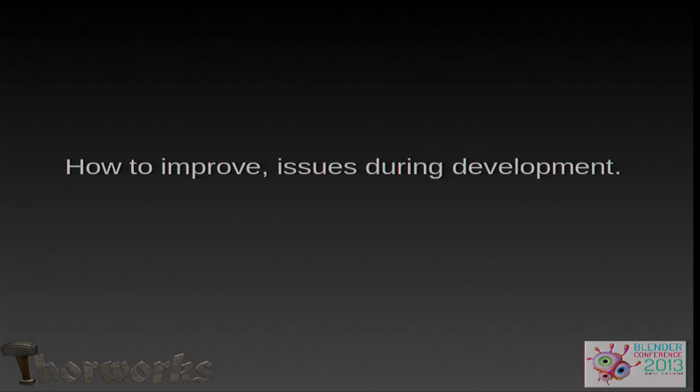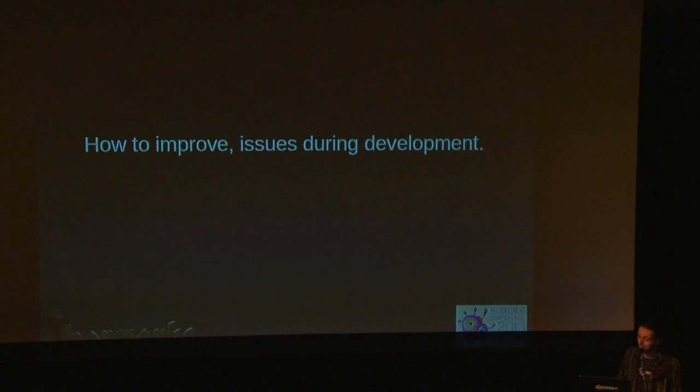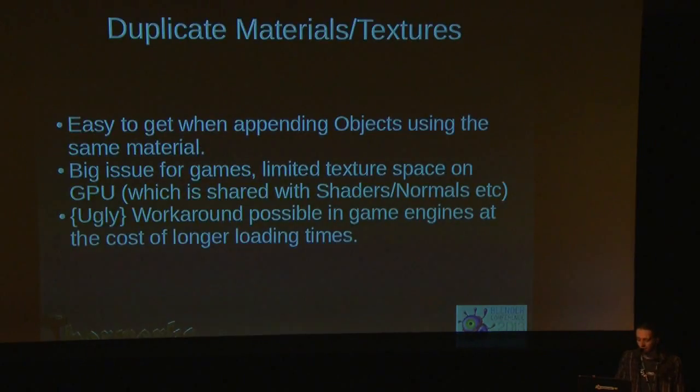So, how to improve? There are a couple of fundamental issues with Blender and games, and that is probably because Blender was not created with games in mind in the first place. It's created for movies, big projects, and that's fine. But one of the problems you can get is duplicate materials and textures. This is an absolute pain. The biggest problem is that if you're creating something and you need to convert it, you most of the time append instead of linking.